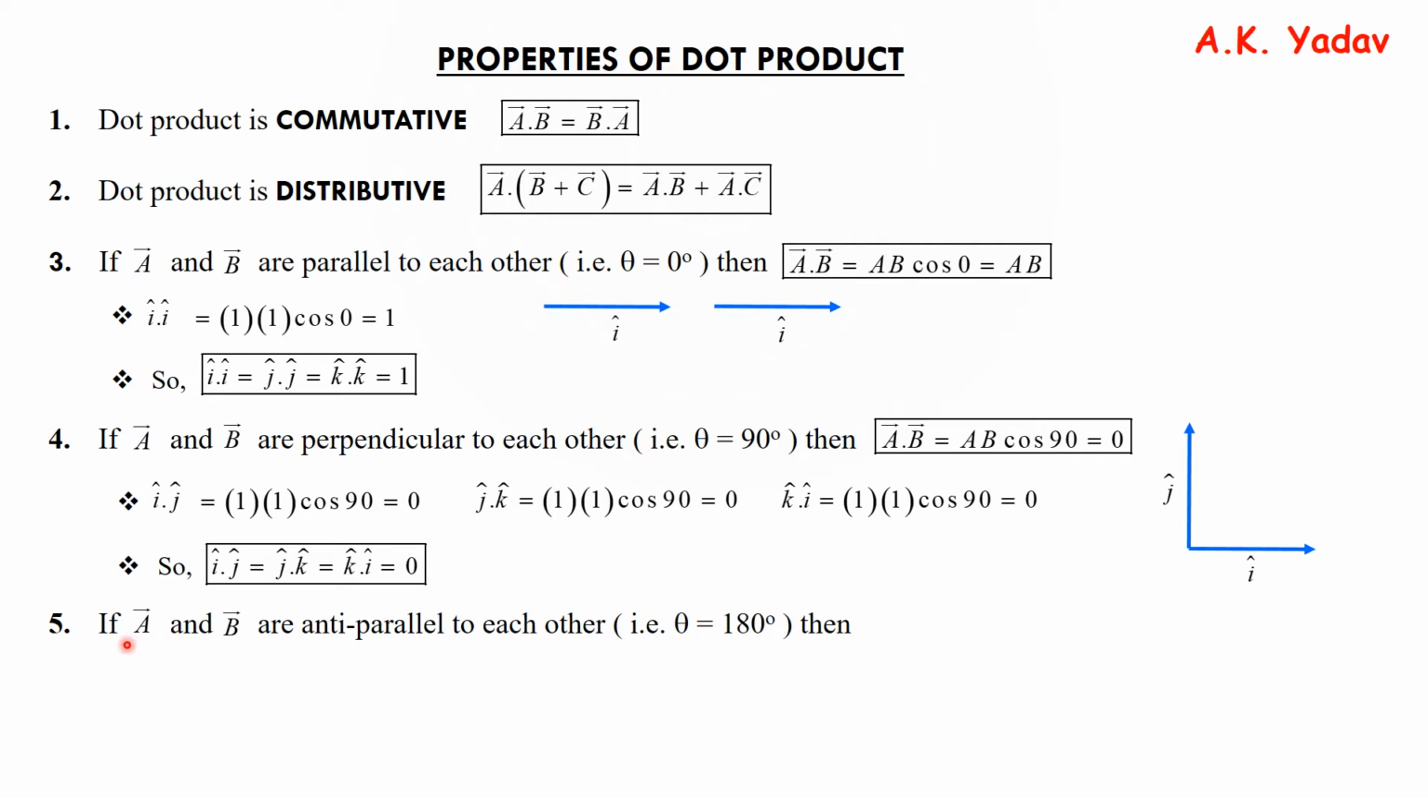Fifth property, if vectors A and B are anti-parallel to each other, that is theta is 180, then A dot B is equal to minus AB because cos 180 is minus 1.